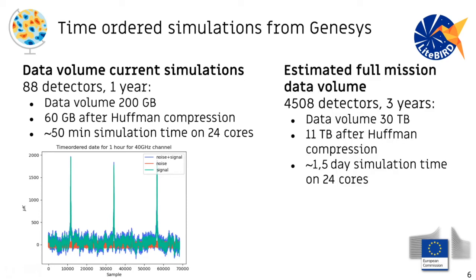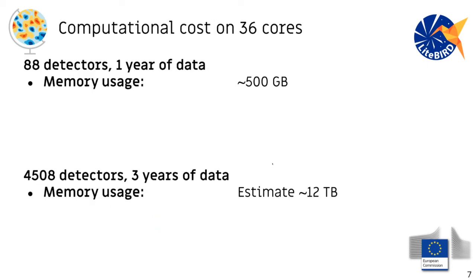And then based on these numbers, I do an estimation of how much data we will get from the full data set with 4,500 detectors in 3 years. And I estimate approximately 30 terabytes, which is very close to what LiteBIRD estimate itself. And then I am down to 11 terabytes after Huffman compression, approximately, which isn't that much. It's of course a lot, but.